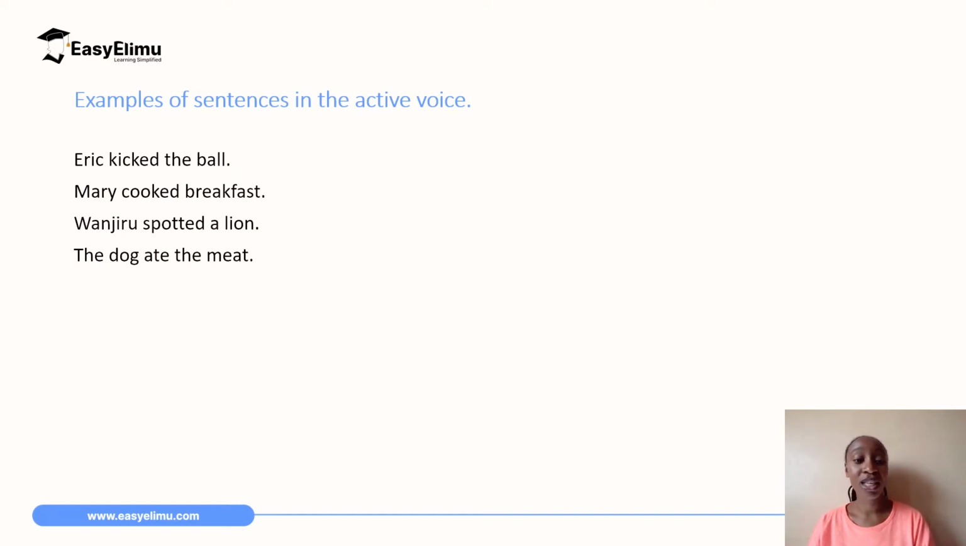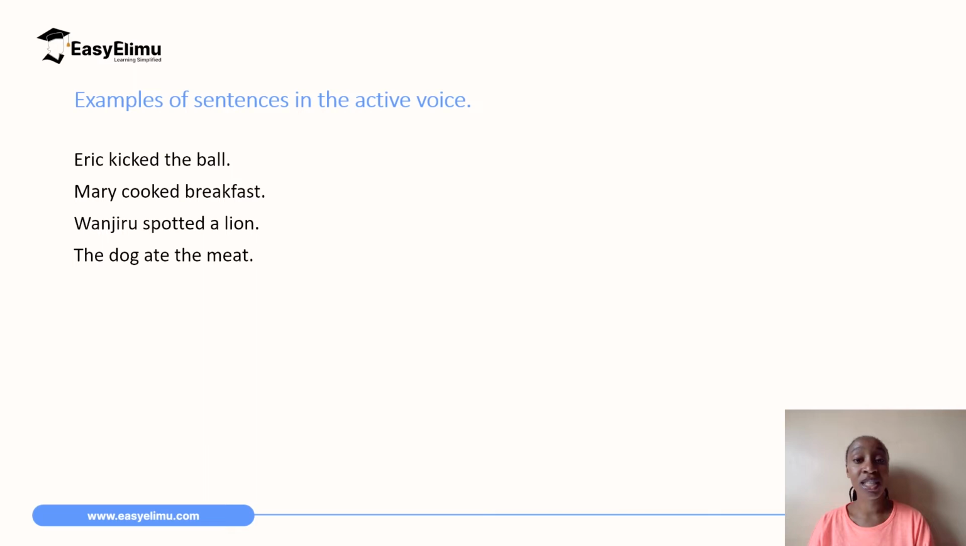And lastly, the dog ate the meat. What is the action here? Ate. Who did the eating? The dog. And what was eaten? The meat. So the dog is the subject, ate is the verb, the meat is the object.